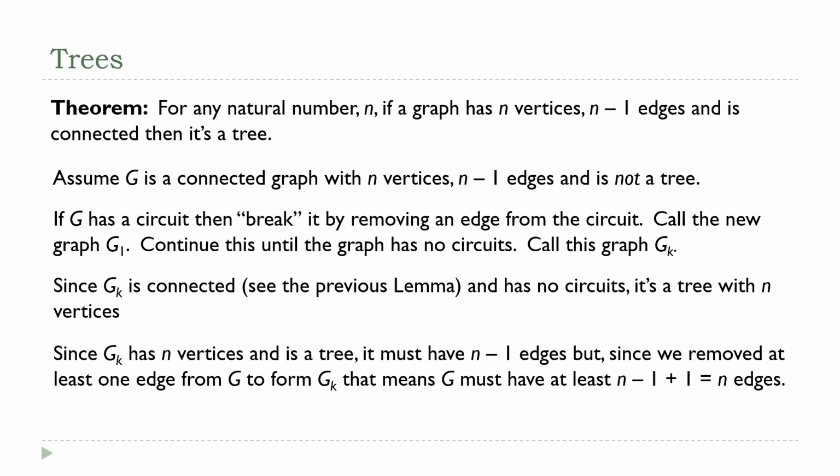Okay, well, since G sub K has n vertices and is a tree, the theorem we proved back at the beginning says it must have n minus 1 edges. But since we removed at least one edge from G to get to G sub K, that means that G must have at least n minus 1 plus 1 edges, but that's n. And that contradicts my assumption that G has n minus 1 edges. Right, since we've reached a contradiction, my original assumption must be false, so this graph will in fact be a tree.